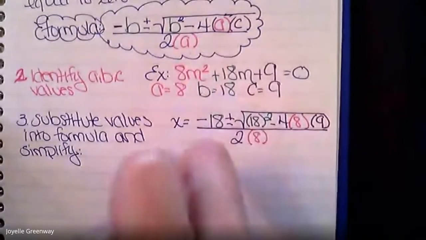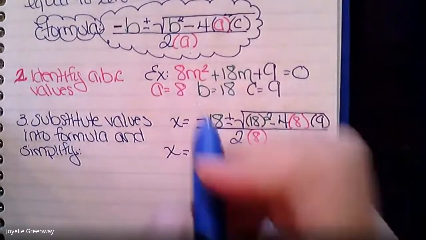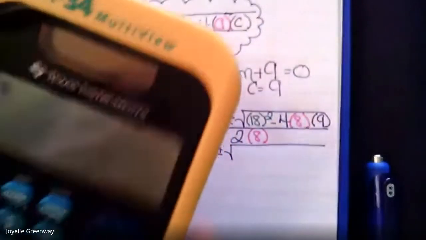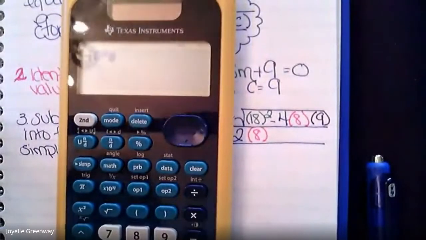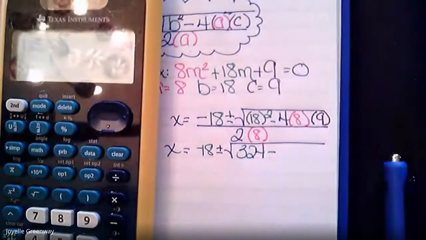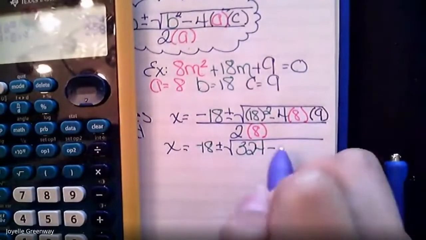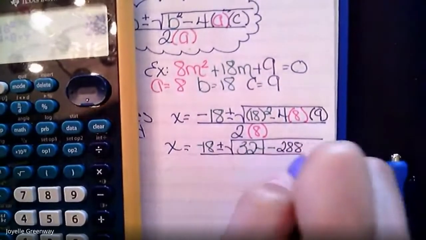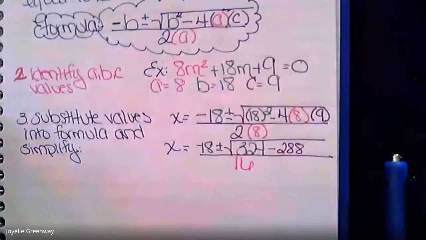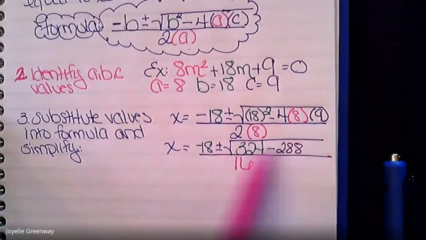So let's start simplifying. So I have x is equal to negative 18 plus or minus the square root. So this is where I need my calculator because I don't know 18 squared. So it's 324 minus 4 times A times C. So 4 times 8 times 9, which is 288, over 2 times 8, which is 16. Okay, so we've simplified inside here, but we can still simplify more.